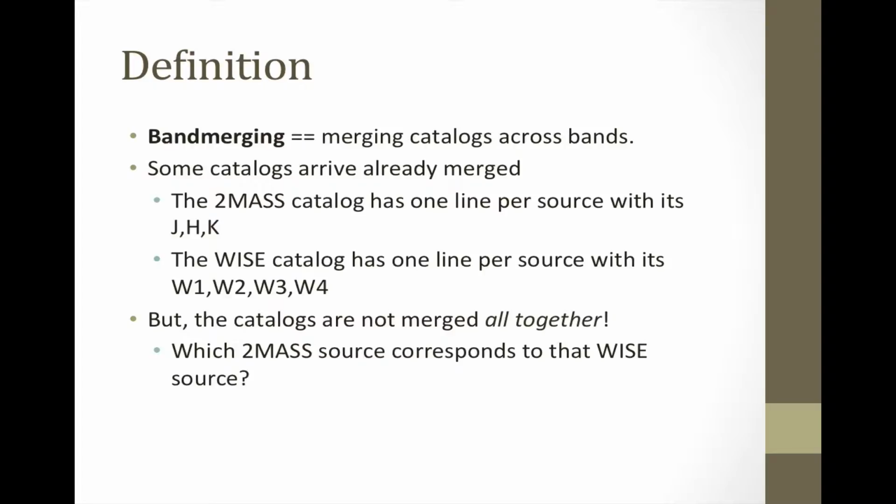Some of the catalogs you can get are already merged together. So for example, the 2MASS catalog has one line per source with the J, H, and K measurements listed, and the Y's catalog has one line per source with the Y's 4 bands all listed. But the catalogs are not merged together. So which source in the 2MASS catalog matches the source in the Y's catalog? And there's almost certainly going to be some sources in 2MASS that don't have counterparts in Y's, and in Y's that don't have counterparts in 2MASS, because you're looking at very different wavelengths.